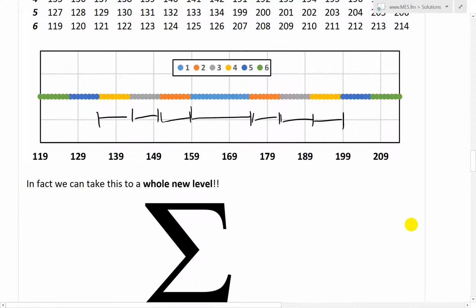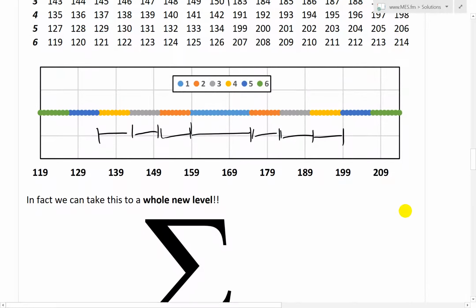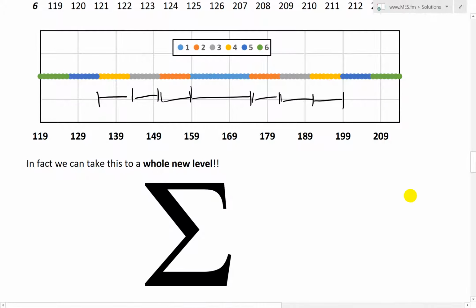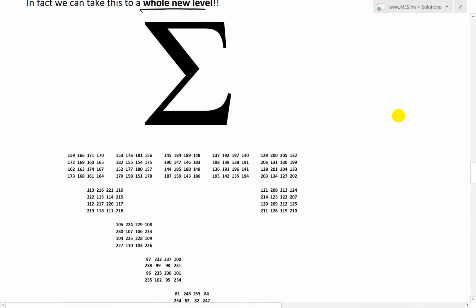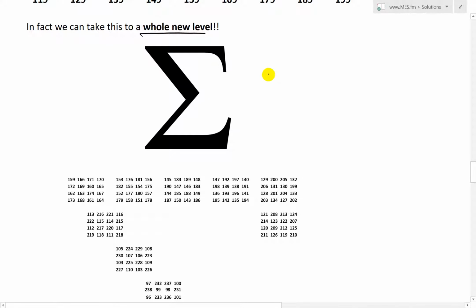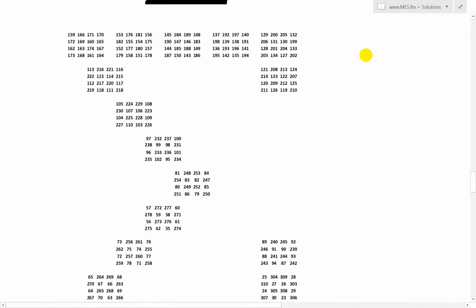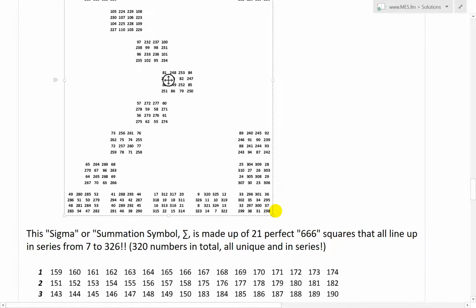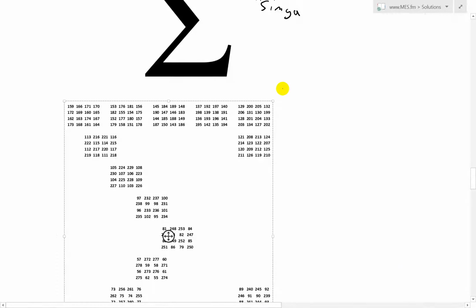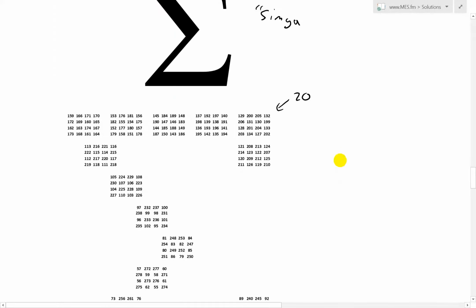And now here's where I alluded to that there was actually 20 in the legend, 20 squares, and in fact, we could take this to a whole new level once you understand it. So here's the sigma symbol, sigma like that. And basically we have it over here. So what I've done is, well, I've made 20 of these. These are 20 squares, perfect squares, and these are all 666 squares.